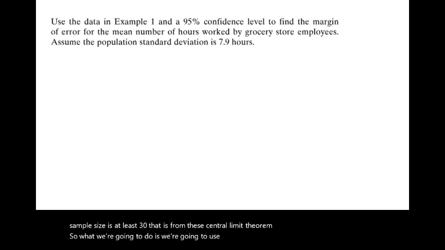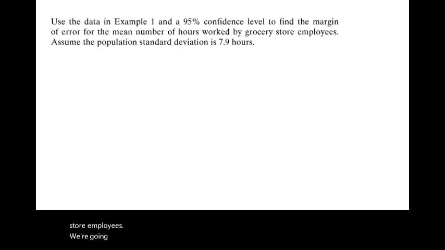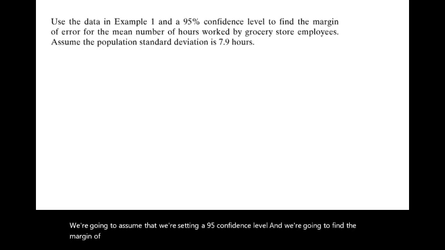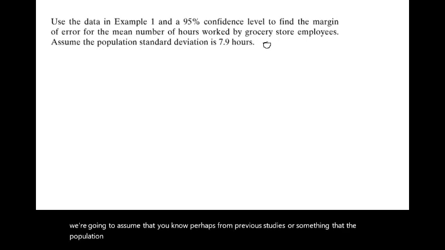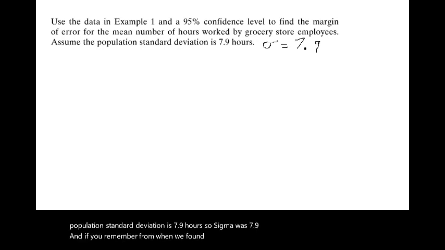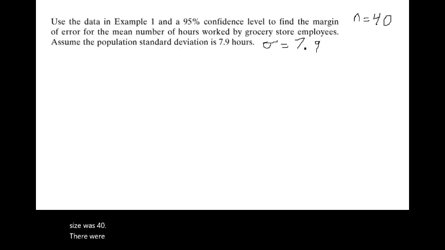So what we're going to do is use the data from that first example, the grocery store employees. We're going to assume that we are setting a 95% confidence level, and we're going to find the margin of error for the mean number of hours worked by the grocery store employees. And we're going to assume, perhaps from previous studies, that the population standard deviation sigma is 7.9 hours. If you remember from when we found the sample mean in the first example, the sample size was 40. There were 40 grocery store employees sampled.